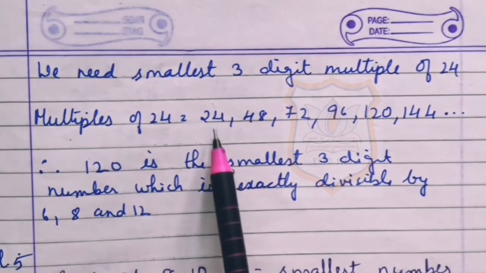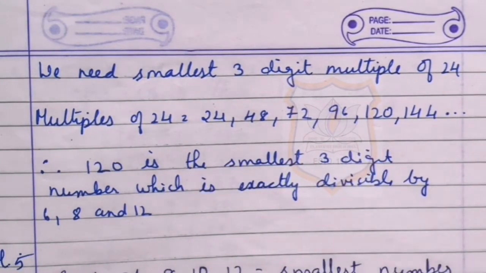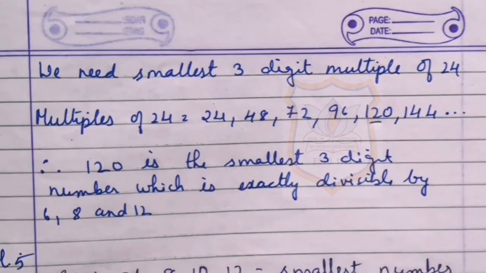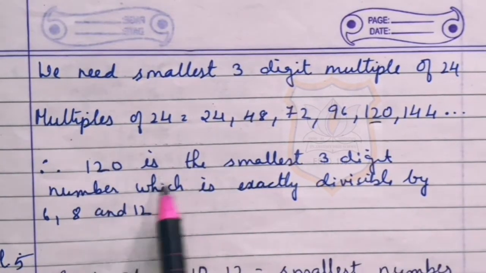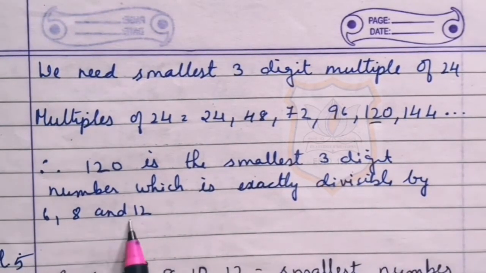Here you can see that the numbers 24, 48, 72, 96 are numbers with 2 digits. We want the smallest 3-digit number. So 120 is the smallest 3-digit number. So we can say that 120 is the smallest 3-digit number which is exactly divisible by 6, 8 and 12.